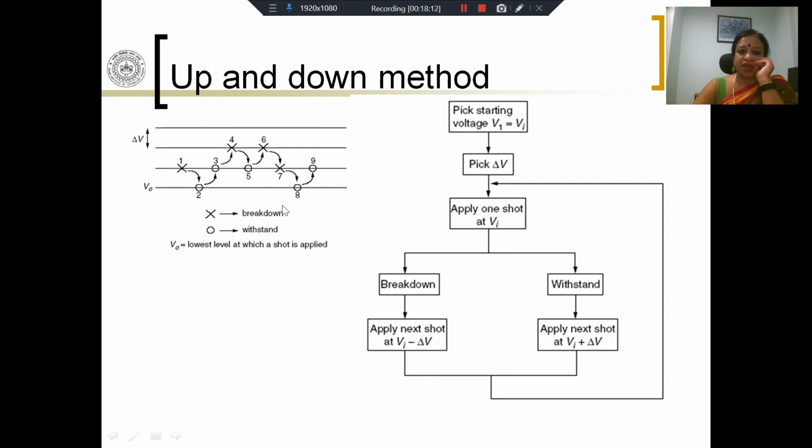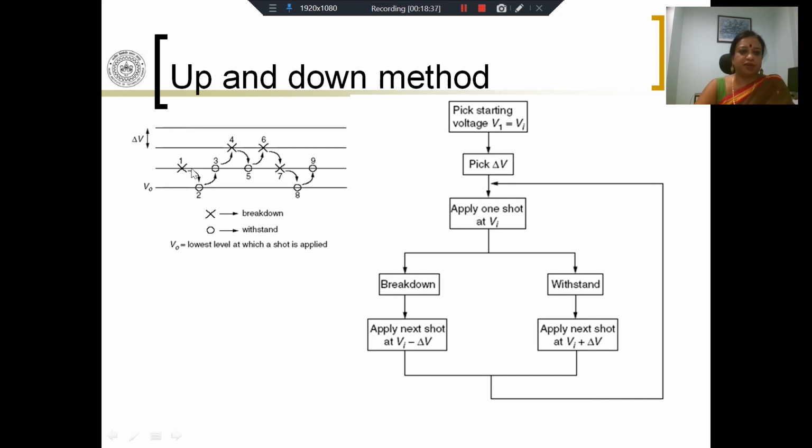And in this way, you continue for a large number of shots. So this will yield your probability distribution. V0 is the lowest level at which voltage is applied. So you're not working below this level. So this is the algorithm. Whenever there is a breakdown, you reduce the test voltage. Whenever there is a withstand, you up the test voltage. And in this way, you get the probability distribution curve.